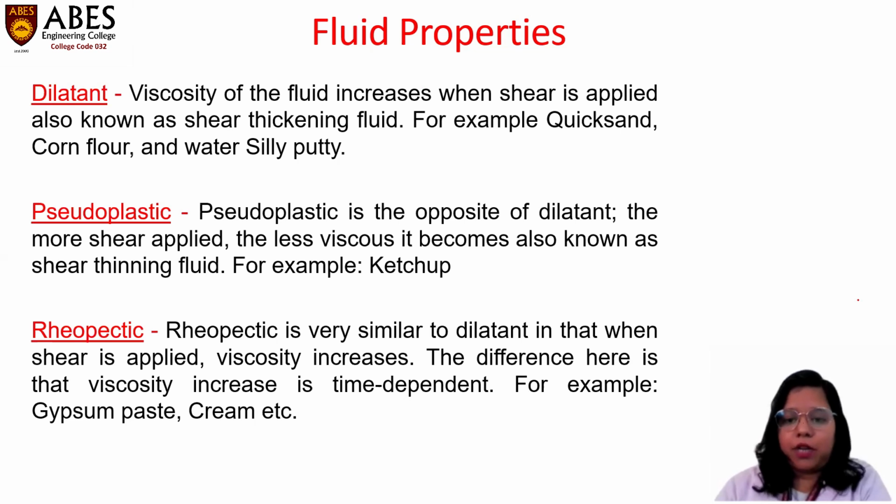The next one is the rheopectic type of fluid. Rheopectic is very similar to dilatant. In this, when we apply shear, the viscosity increases. The difference from dilatant is that in this case the viscosity increase is time dependent. This is a time dependent property. Examples are gypsum paste, cream, etc.